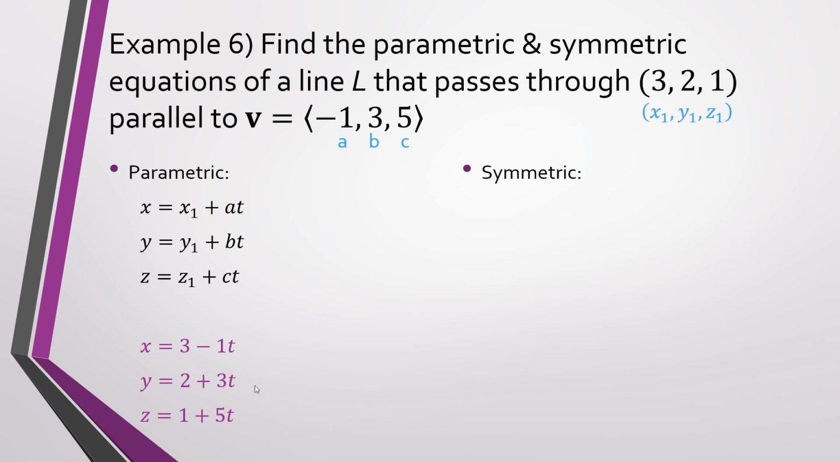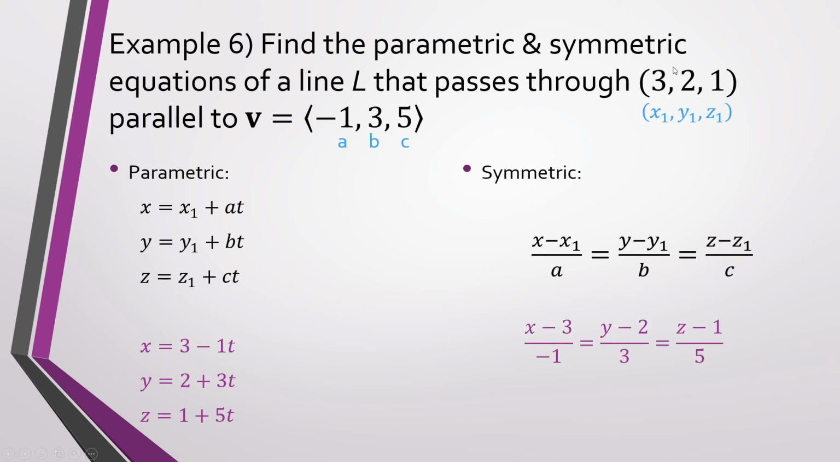For our symmetric equations, and reminding you what that looks like, we're going to substitute in our x sub 1, y sub 1, z sub 1, and our a, b, and c. And we get x minus 3 over negative 1 is equal to y minus 2 over 3, which is equal to z minus 1 over 5. And there are the symmetric equations for this line.